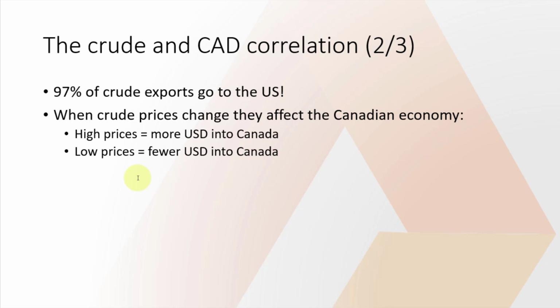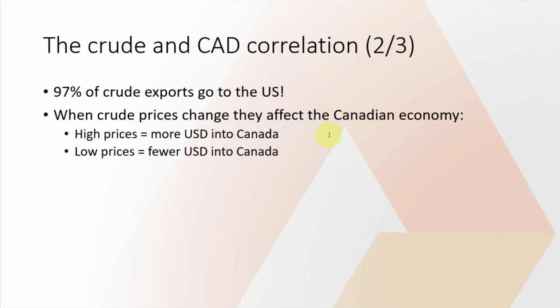I didn't realize that. I actually checked on this number a couple of weeks ago, and I was staggered to see that almost all of the exports of crude go to the United States. And then we have the prices of crude. When the crude prices change, they affect the Canadian economy, and this is why. High crude prices result in more American dollars going into Canada, because of course the Americans have to pay more for the crude, and so they're moving more American dollars into Canada.